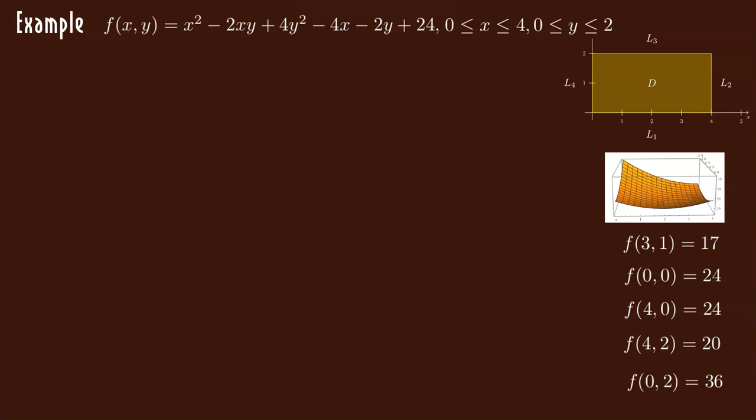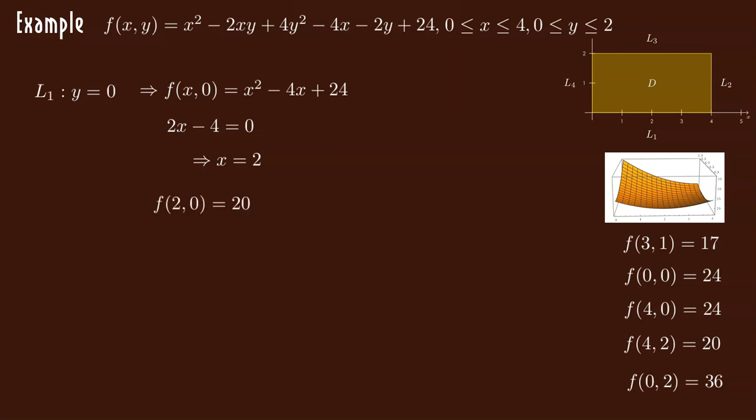Okay, so now we're going to look at the 4 sides. The line L1 is y equals 0. So if I make y equals 0, my function now looks like this: x squared minus 4x plus 24. Now I take the derivative of that, set it equal to 0, and solve. I get x equals 2. So I have the point (2, 0), because I already said that y equals 0. I plug that into the function, and I get 20.